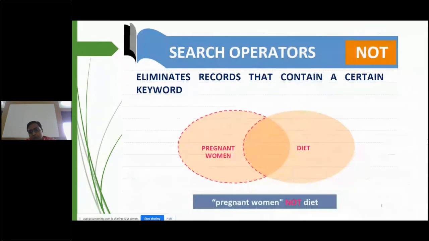The search operator NOT eliminates records that contain certain keywords from the search. If you want information about pregnant women, but you don't want information about the diet of pregnant women, then you have to put pregnant woman NOT diet. Again, do not forget to put quotations around pregnant woman. Then only you get the correct information about pregnant women, except the diet.